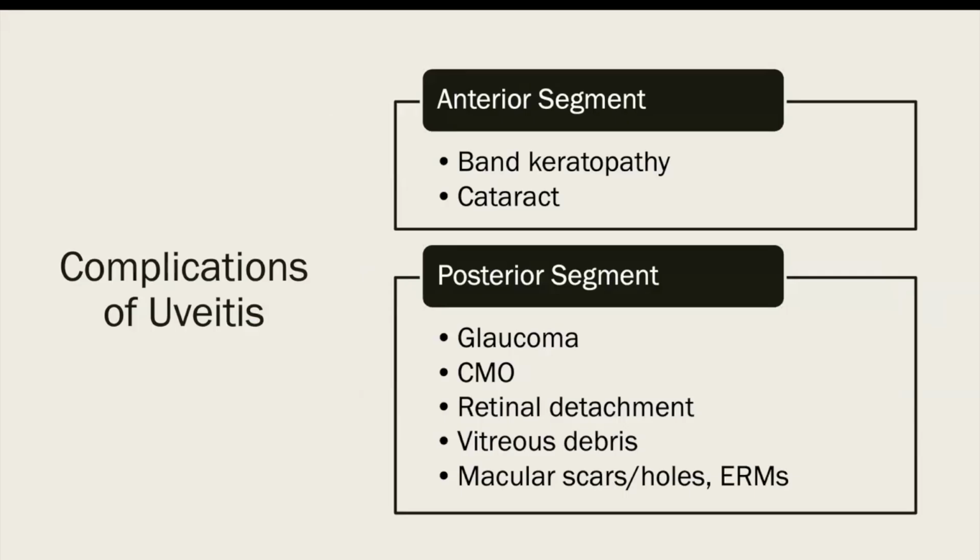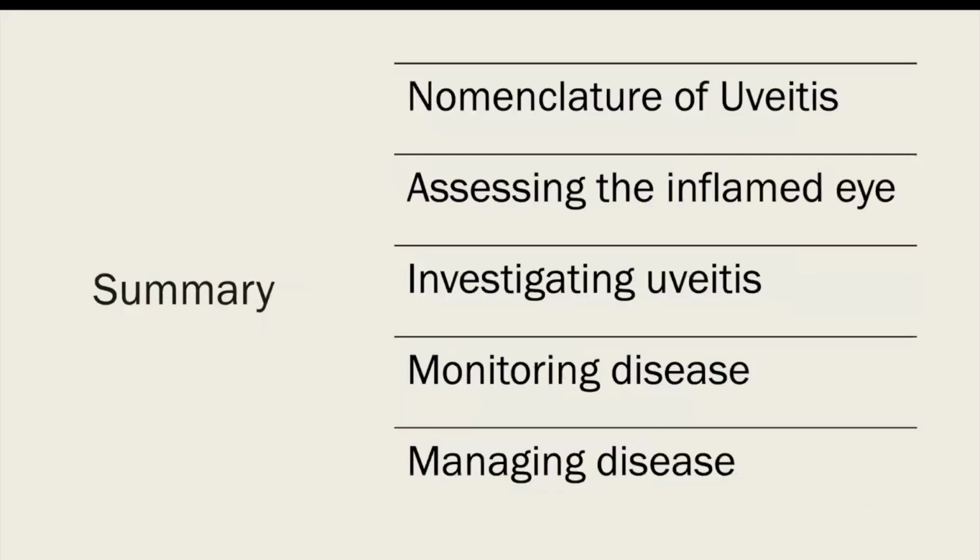And then with the posterior segment, again, uveitis can drive pressure. The treatment of uveitis can drive pressure. Uveitis itself can also drive CMO. It can cause retinal detachment, and debris in the vitreous, giving the patient floaters. And with choroiditis, it can scar the macula and cause holes and ERMs. So there are lots of complications that can happen in the posterior segment, which is why some of these patients, especially with recurrent cases, need continuous monitoring of their posterior segment.